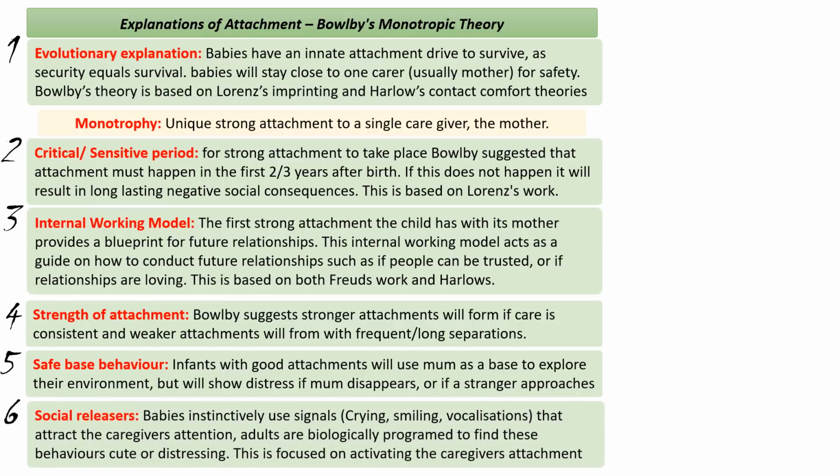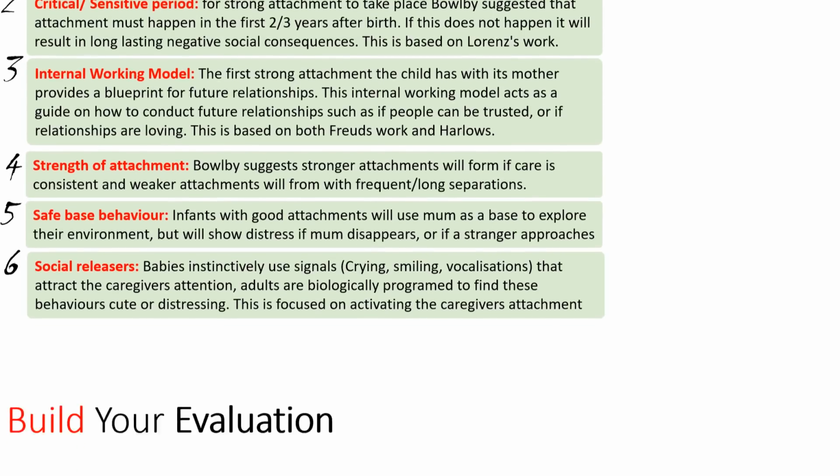Babies instinctively use signals to contact their parents. They cry, they smile, they use vocalisations like gurgles and noises. These are designed to attract the caregiver's attention, and it's fairly clear that they're instinctive. What may be less clear is that adults are biologically programmed to find these behaviours cute or especially distressing. Either way, this is more likely to activate the caregiver's attachment emotions. And we can see here the influence of evolution, both on the baby but also on the adults. So those are the key concepts of Bowlby's monotropic theory. Let's look at some evaluations we can use.